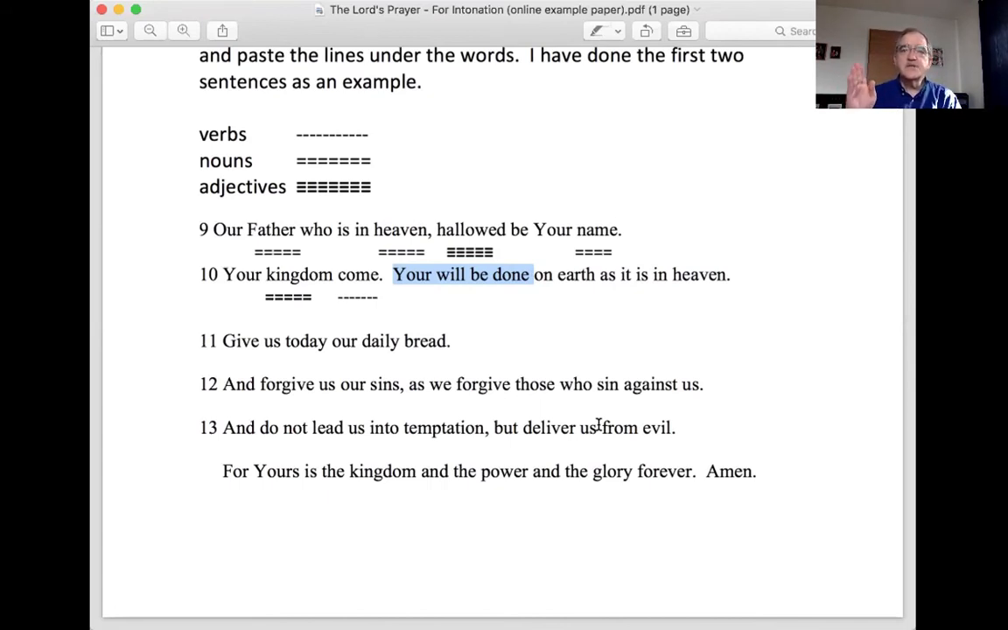Okay, I want you to write that intonation underneath the Lord's Prayer and send it to me by Google Classroom today before the end of the class. Class is finished at 3:05, so you should send it to me before 3:05. All right, thank you very much.